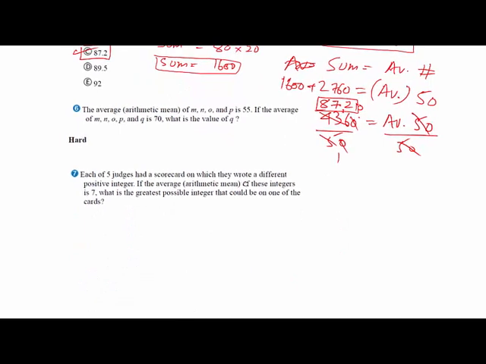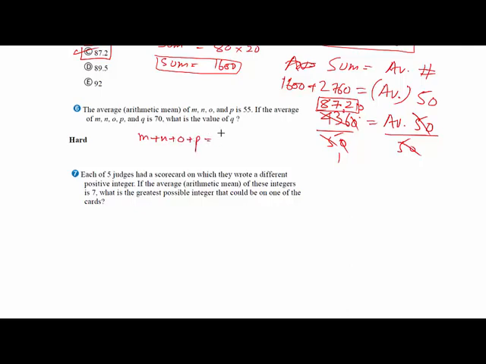The average of M, N, O, and P. So these are 4 terms. It is 55. So we can say the average is sum of all these. This is equal to average times a number. So average is 55 times the terms. They are 4. So 55 times 4. So you can write M plus N plus O plus P equals 55 times 4. That is 110, 110, 220.